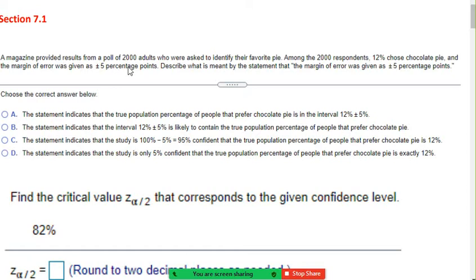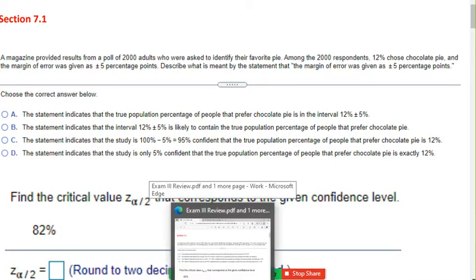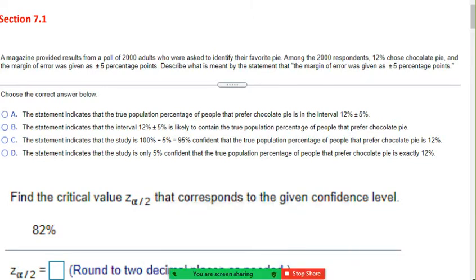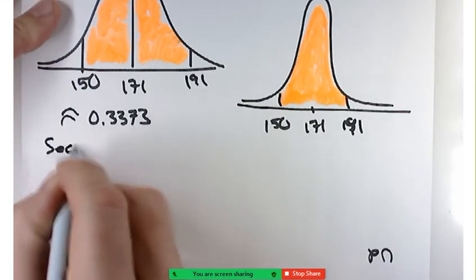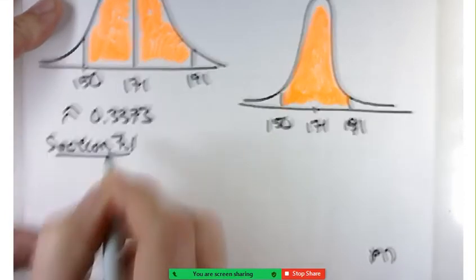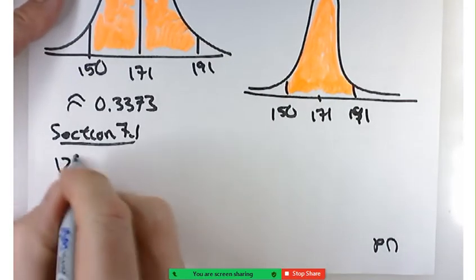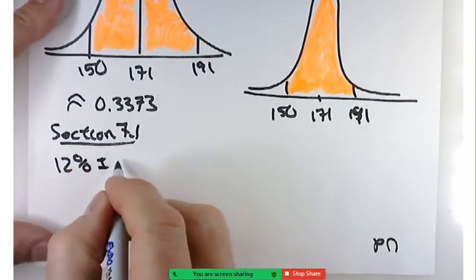So it says a magazine poll of 2,000 adults who were asked to identify their favorite pie. Amongst 2,000 respondents, 12% chose a chocolate pie. All right. They needed more Michigan people in their sample. So let's go back here. It's 12% with a margin of error of 5 percentage points. So let me copy down the relevant information here. So this is section 7.1. And we had 12% plus or minus 5%.